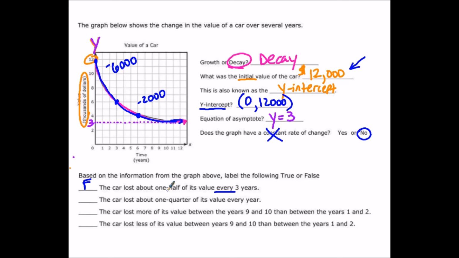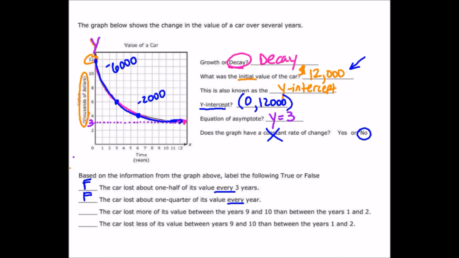The car lost about 1/4 of its value every year. Every, again, stands for constant. Does it have the constant change every year? No, so that's false.